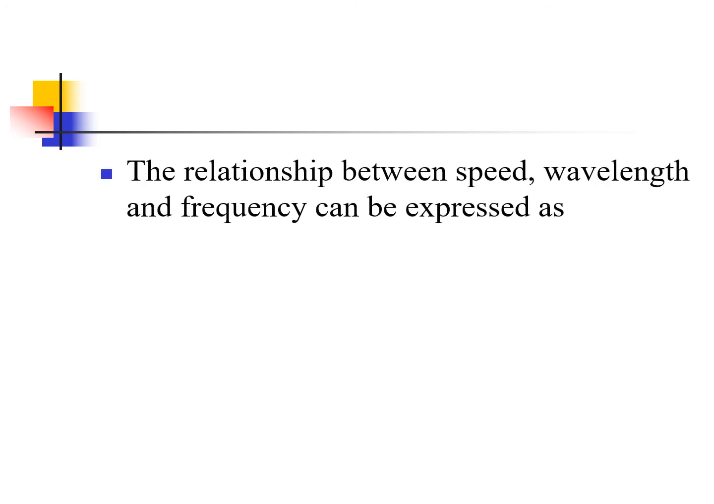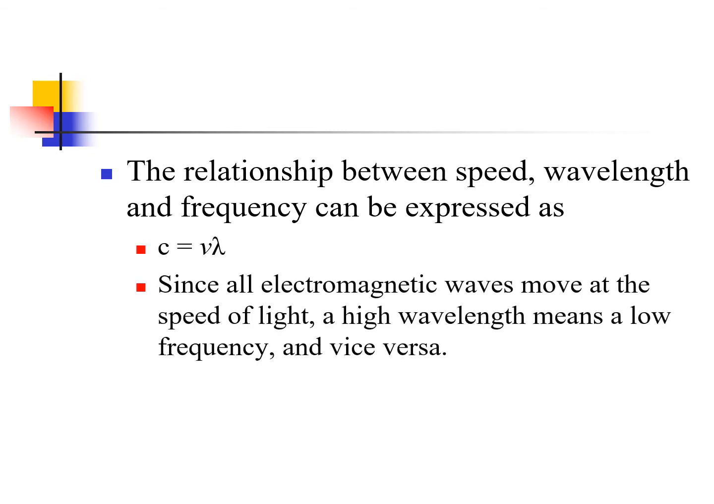There is a relationship between speed, wavelength, and frequency, which is given by this equation here. Speed of light equals frequency times wavelength. And what this means, since all electromagnetic waves travel at the same speed, the speed of light, is that as one of those numbers is higher, the other is lower. They're inversely proportional to one another. So high wavelength means low frequency. High frequency means low wavelength, and vice versa.